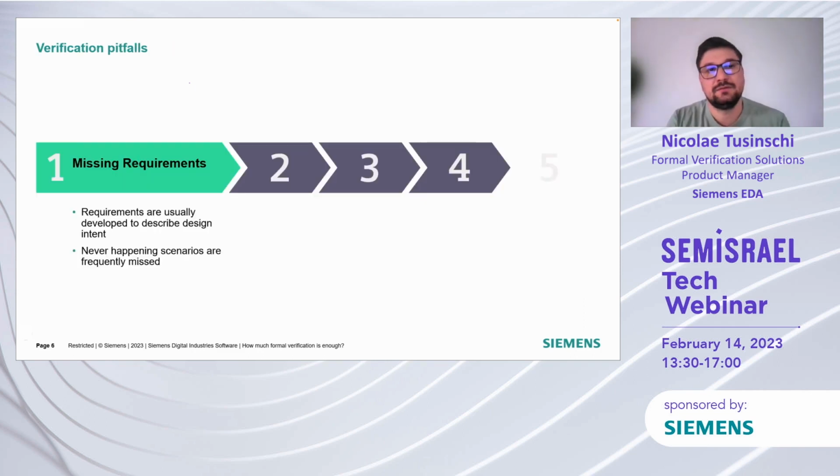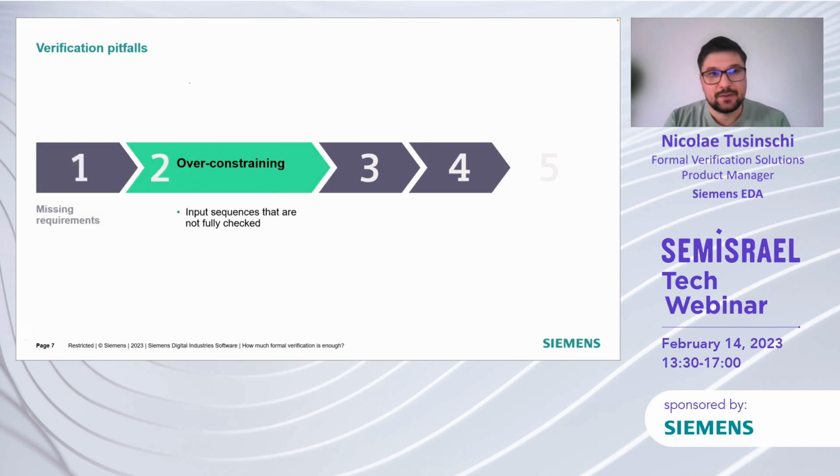In general, one of the pitfalls that we see is missing requirements. Requirements are usually developed to describe the design intent, and they are captured by engineers. What is sometimes missed is actually the never-happening scenarios. So these are frequently missed, and this is where formal verification is actually very good.